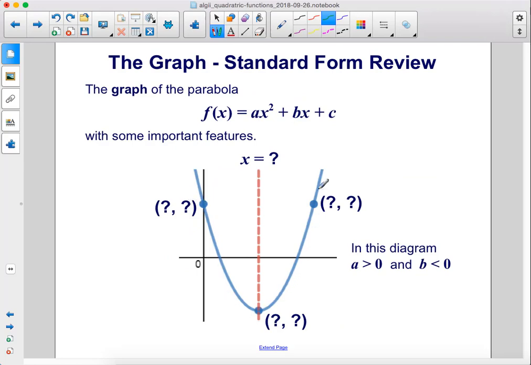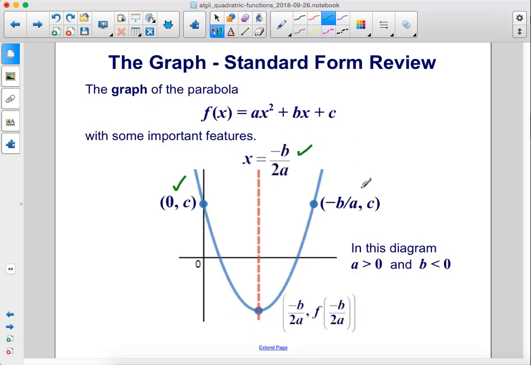Alright, so here's the graph of the parabola of f of x equals ax squared plus bx plus c with some important features. Remember, this point is (0, c). This point over here is (negative b over a, c). This is the axis of symmetry, and the vertex is at negative b over 2a, because it's half of this distance here, gives us this distance here, comma, f of negative b over 2a. And this is at the point negative b over 2a. That is our line, our axis of symmetry right there. And there you have it.